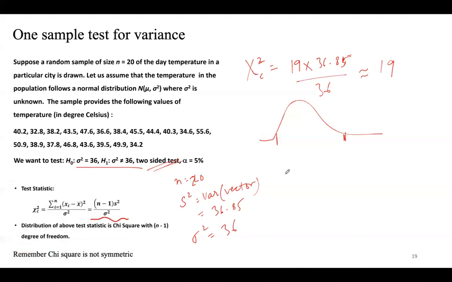Okay, so this is something around 9. This was something around 32, right? So 19 is lying somewhere here. So this is your critical region. So this is in the acceptance region, right? So you need to accept the null hypothesis. And it makes sense, right? You got 36.85. You were talking about 36. So they are roughly the same value. Okay. Cool.